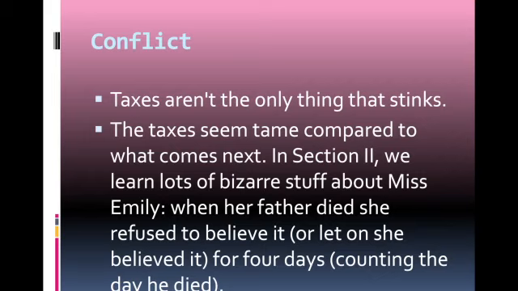Now, in section 2, we learn lots of bizarre stuff about Miss Emily Grierson. When her father died, she refused to believe it, or let on that she believed that her father died, for 4 days, counting the day he died. The town talks about how they practically have to force their way into the Grierson's home in order to quickly and quietly bury Mr. Grierson.